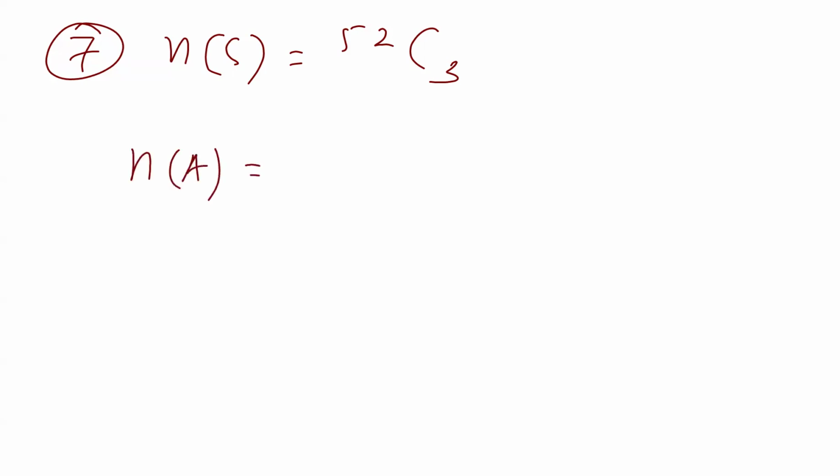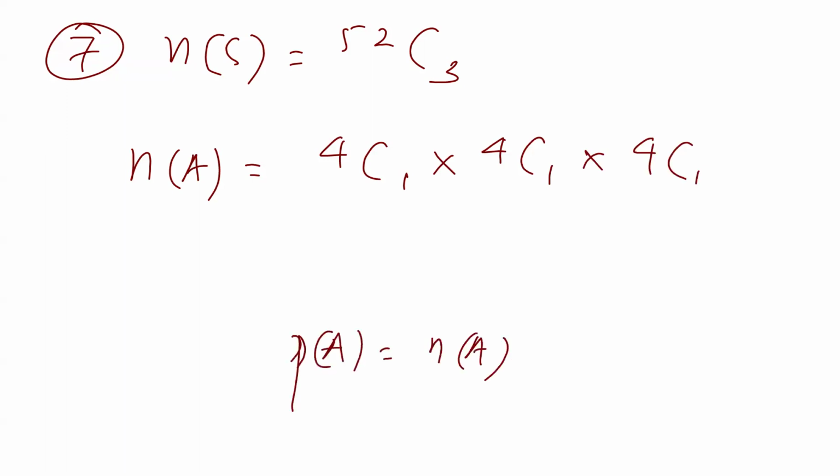Okay, so let us go to the seventh problem. From a pack of cards, 3 are drawn at random. So n of S is equal to 52C3, right? Find the chance that they are a king, a queen, and a knave. Knave is a jack. Okay, so n of A: one is a king, so there are 4 kings. Okay, and one is a queen, 4 queens, and there is one knave, one jack out of 4. So P of A will be n of A upon n of S. That was your question number 7. Fine.